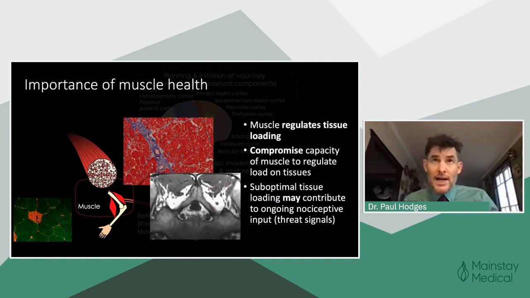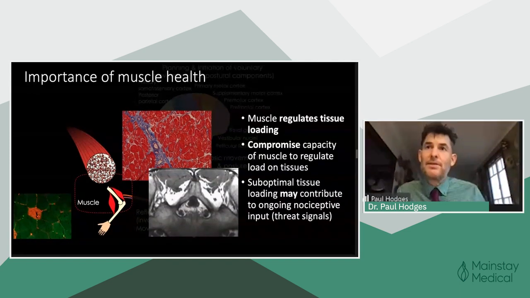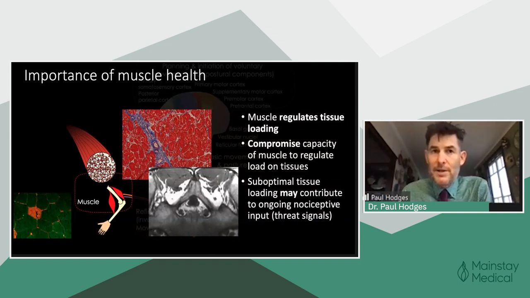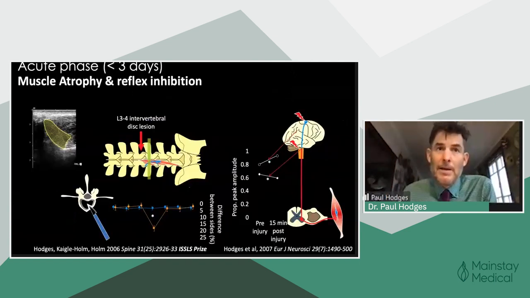So if we think first down at the distal end, so down at the muscle, muscle is obviously critical. Muscle is the end organ of the motor system. It regulates tissue loading, and if you compromise the capacity of muscle, you compromise the capacity of that muscle to regulate the loading on the tissues. And if there's suboptimal loading, that may contribute to ongoing nociceptive inflammation, so these threat signals that are being relayed into the nervous system that contribute to the experience of pain.